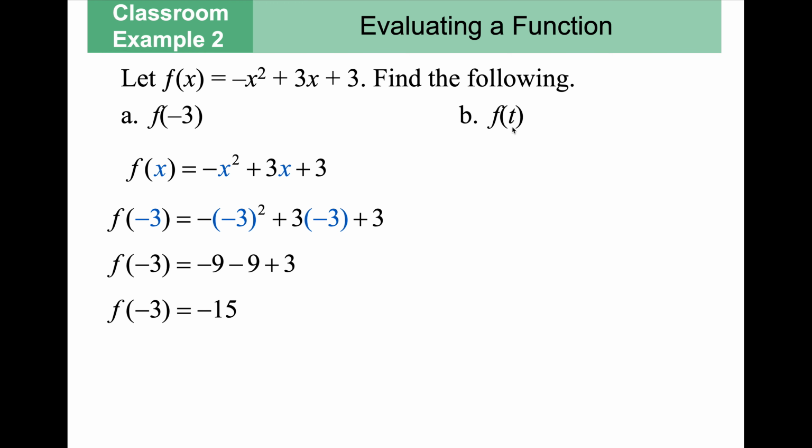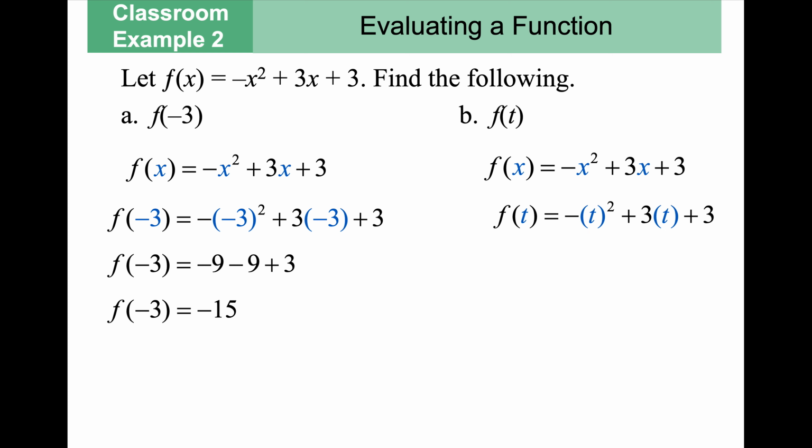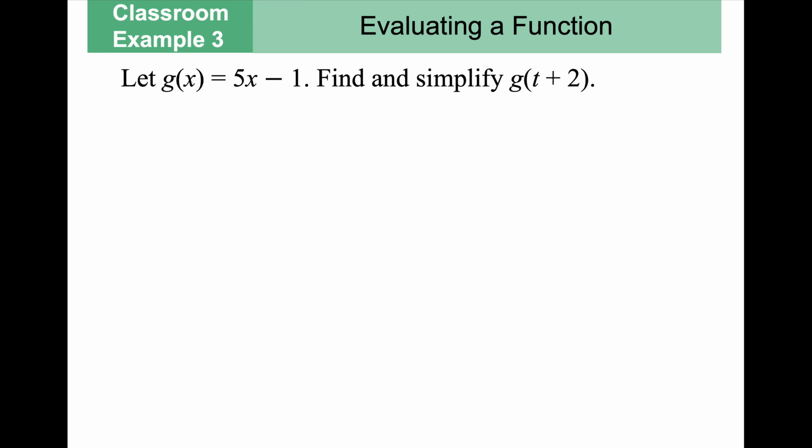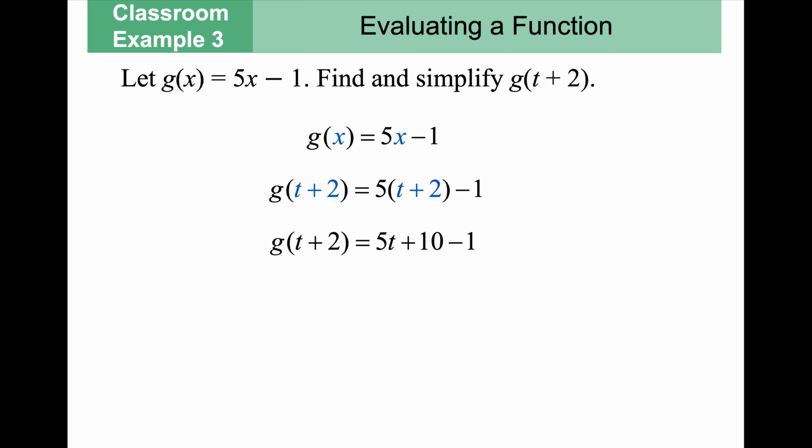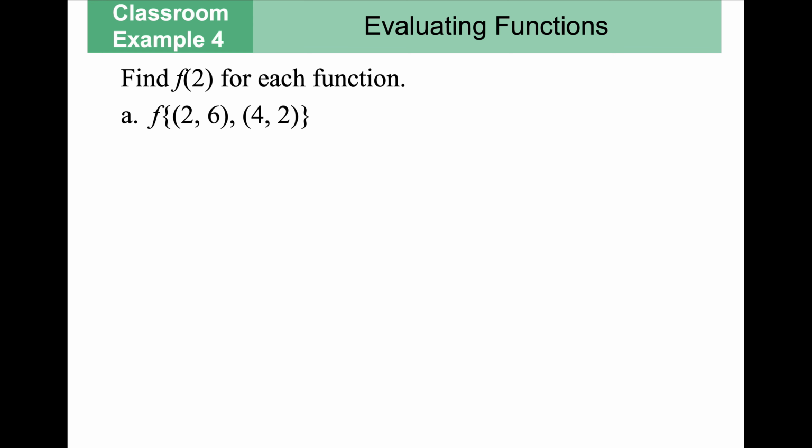So now here, they want me to replace x with t. Well, that's easy. I'm just going to replace x with t, and I get the same thing with t's instead of x's. Here, I want to find g of t plus 2. That means I'm going to take x and replace it with t plus 2. And I'm going to, again, do that in parentheses so that I can distribute the 5. And then I'm going to simplify plus 10 minus 1 to get my final answer. So it's really just a matter of replacing x and using parentheses to ensure you get the right answer.